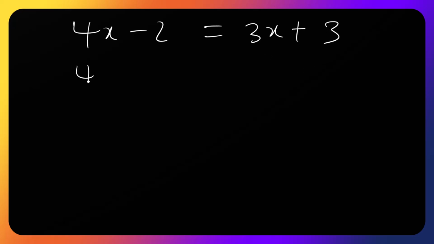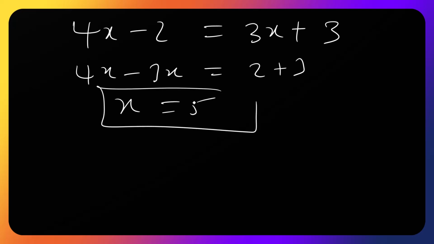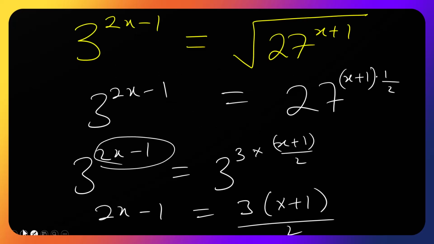So this one here, 4x minus 3x, 2 plus 3, x equals 5. So we have 5 here. Okay. All right. So when I plug in 5, this side will be 6. So 6 over 2 will be 3. So 27 to the power of 3. 5 here will be 10. 10 minus 1, 9. So 3 to the power of 9 is the same as 27 to the power of 3. Yeah. Okay.